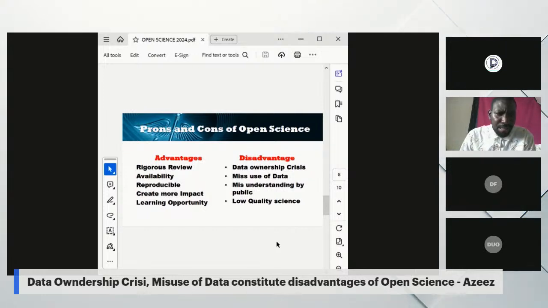So we have misunderstanding by the public. The general public are not conversant with scientific research. So when they hear of research, they may.